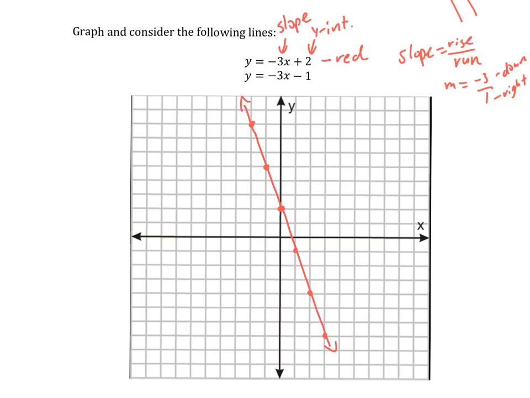Then I'll graph this next one in blue. Our y-intercept is negative 1, so we'll put a point there at negative 1 on the y-axis. But we have the same slope again, so we're going to go down 3 over 1, down 3 over 1, and then we could also go up 3 to the left 1, up 3 to the left 1, up 3 to the left 1. And we'll draw that line there.